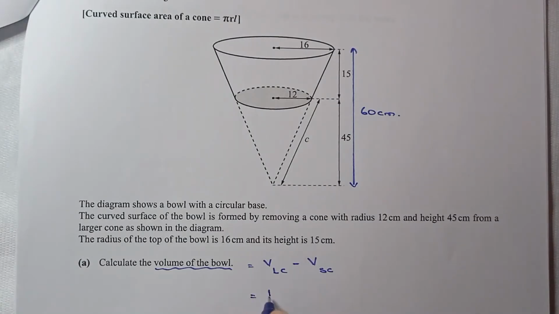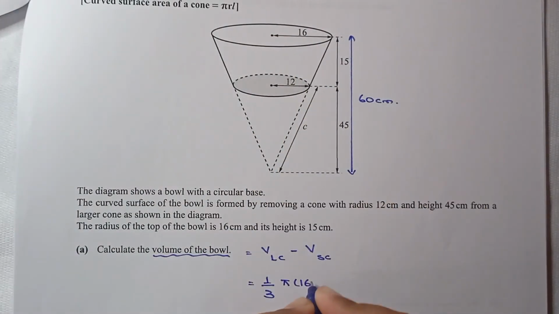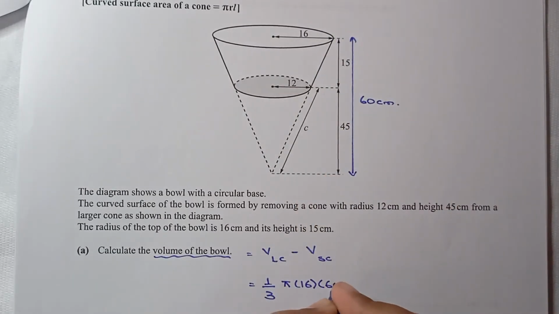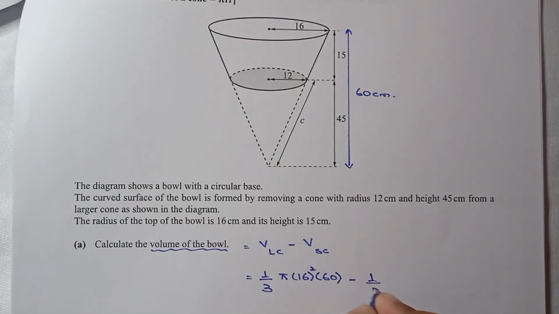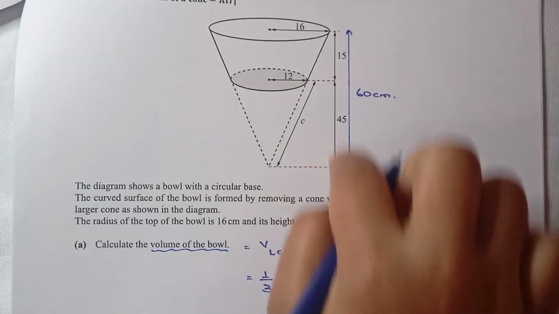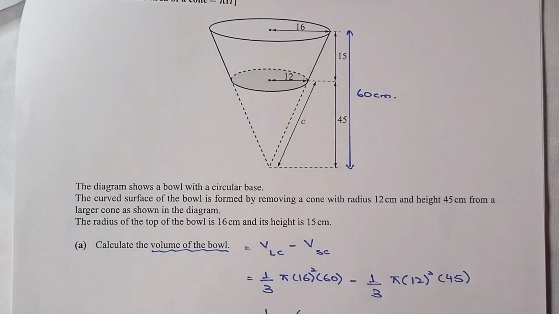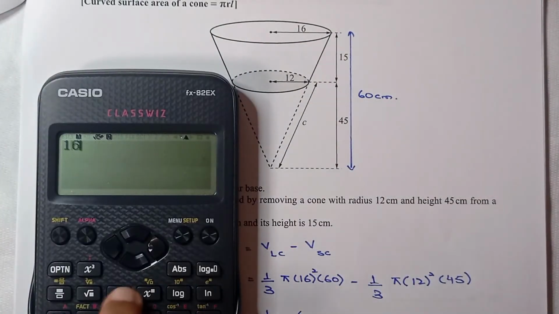So the larger cone is 1 by 3 pi, the radius for the larger cone is 16, squared, and the height of the larger cone is 60. Subtract the volume of the smaller cone, which is 1 by 3 pi r square, 12 square, times height 45. Okay, so let me take 1 by 3 and pi common. So we have 16 square times 60, and then subtract 12 square times 45.